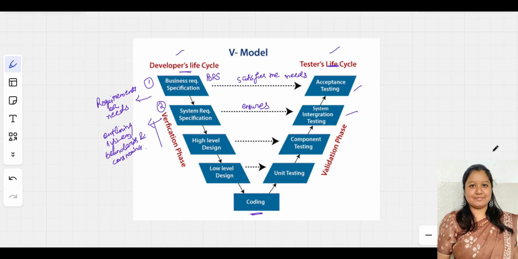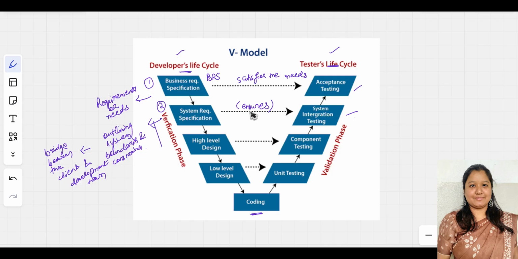So this phase acts as a contract between the client and the development team. In simple words, we can say a bridge between the client and the development team. Like I said, the corresponding life cycle is system integration testing. So this verifies whether the complete system acts according to your SRS. Okay, so what it does is ensure whether every criterion of your technical perspective has been satisfied or not.